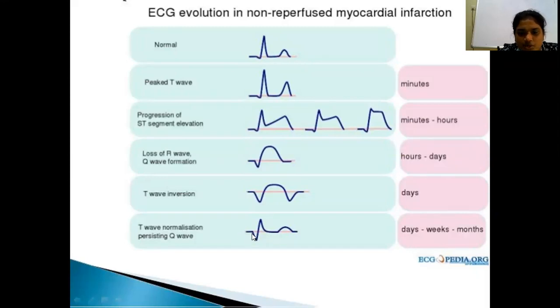Here you can see the Q wave, but normal T wave. So initially the peaked T wave, later the progression of the ST segment elevation, and then the loss of the R wave and the Q wave formation, finally the T wave inversion, and this is the old infarct changes, in which we see the Q waves and normalization of the T wave.